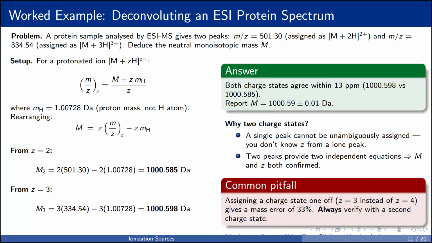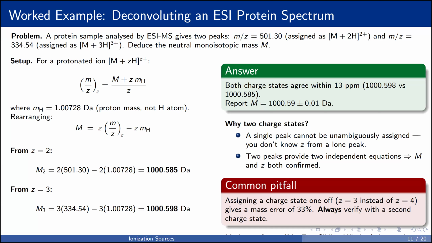The proton mass, by the way, is 1.00728 Daltons, not 1. That's the mass of H plus, which is H minus its electron. Don't confuse it with the hydrogen atomic mass, which is about 1.00783. The difference is the mass of an electron, which matters at the ppm level. Rearranging, M equals z times the m/z value minus z times the proton mass.